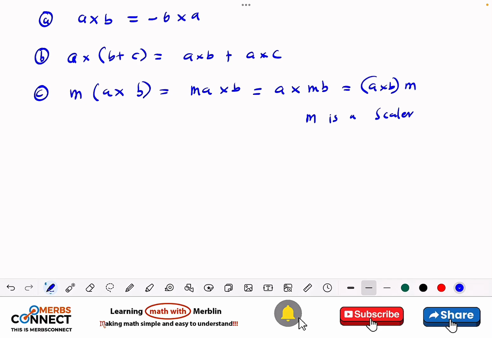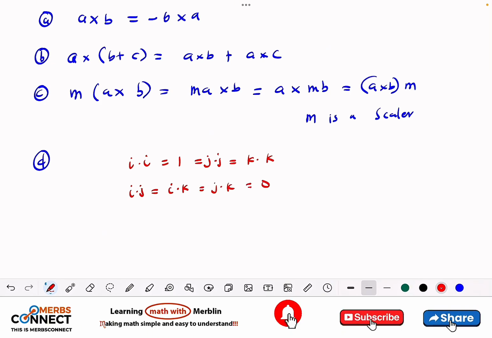Now, let's look at something and then we write this. Remember that we saw from dot product that I dot I is equal to 1, right? And it's the same as J dot J, which is the same as K dot K. They are all equal to 1. And we saw that when we dot any other direction, like I to K, and then let's say J to K, this gives us 0 with dot.